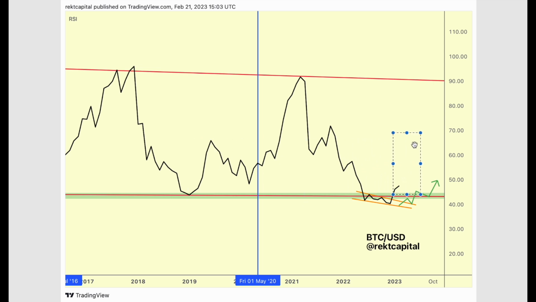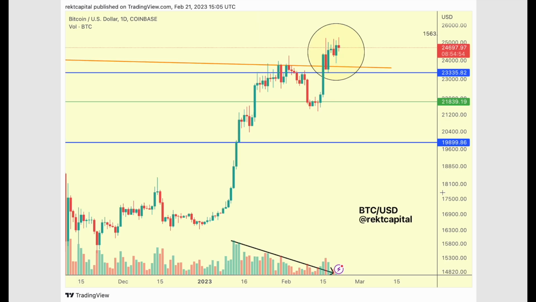So whether there's going to be a dip or not isn't really a guarantee, but it looks like the RSI is pretty much positioned for an uptrend in the coming weeks and months.